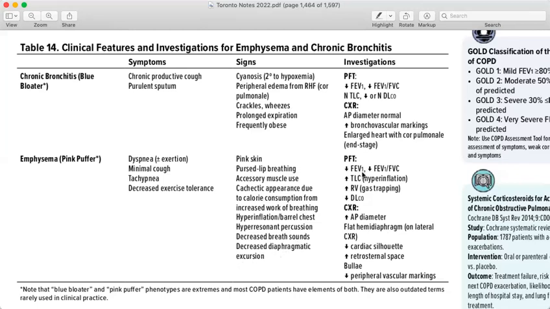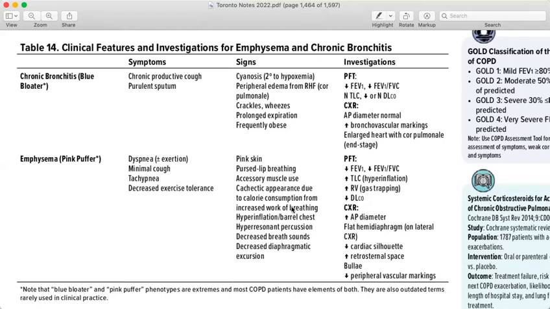FEV1 is decreased, FEV1 to FVC, so both are kind of the same. TLC is increased, hyperinflation, because a lot of air is trapped inside. That's why it's not excreted properly. So the total lung capacity will be increased. Then residual volume is increased and DLCO is decreased. Chest X-ray AP diameter is increased in this one because they have been using accessory muscles.